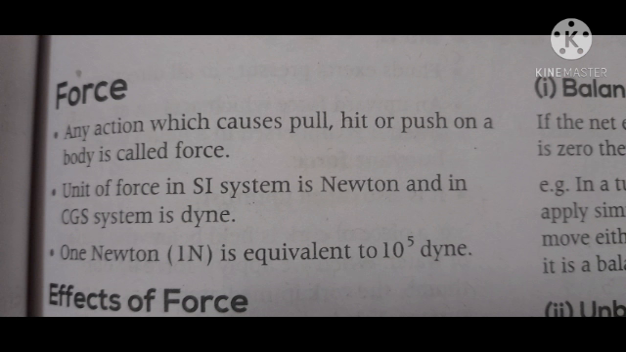Come to your book. So force, what is written? Any action which causes a push, hit or pull on a body is called force. Unit of force in the SI system is Newton and in the CGS system is dyne. We have understood this very well also. 1 Newton is equivalent to 10 to the power 5 dyne. How it comes, we have discussed, right? So now we will discuss the next topic.